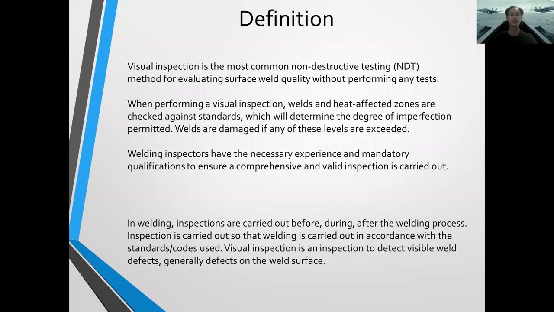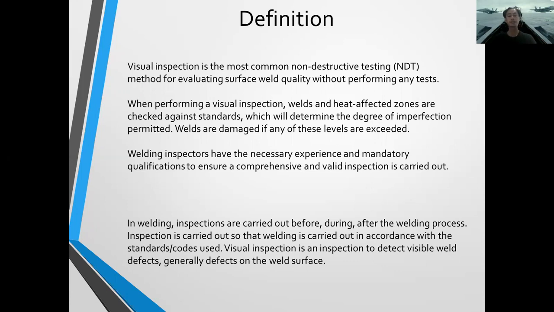Definition of visual inspection. Visual inspection is the most common non-destructive testing, or NDT, method for evaluating surface weld quality without performing any test. When performing a visual inspection, the weld and heat affected zones are checked against standards, which will determine the degree of imperfection permitted. Welds are damaged if any of these levels are exceeded. Welding inspectors have the necessary experience and mandatory qualification to ensure a comprehensive and valid inspection is carried out.